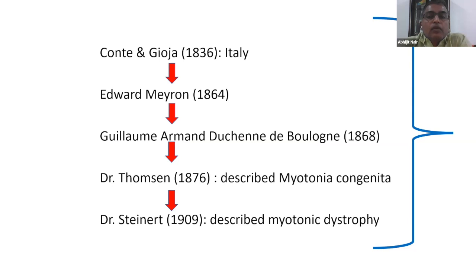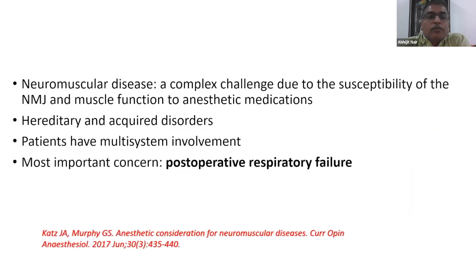in great depth. But it was in 1868 that Dr. Guillaume Armand Duchenne de Boulogne, yes, you got it right, this is the gentleman who described Duchenne's muscular dystrophy. After that, this entity started gaining importance, and a lot of research was done and a lot of new diseases identified. 1876 by Thomsen, myotonia congenita, and in 1909, myotonic dystrophy.